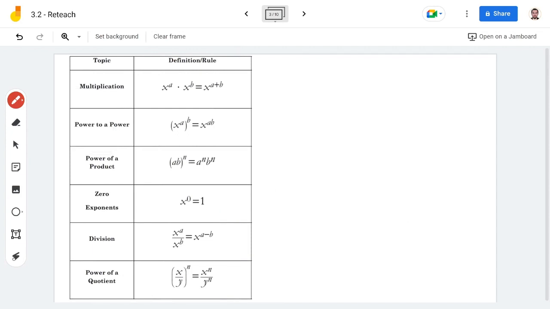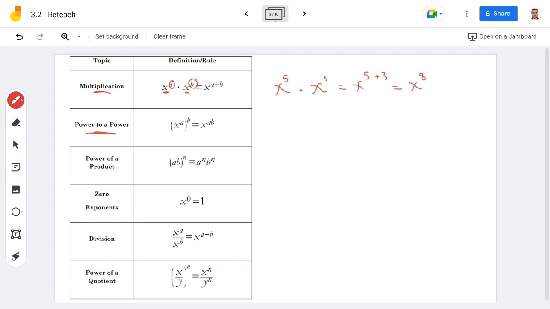Here we have the multiplication rule. When the two bases are the same and have different powers, we just add the powers. For example, x to the power of 5 times x to the power of 3 equals x to the power of 5 plus 3, which is x to the power of 8. Then we have power to a power.